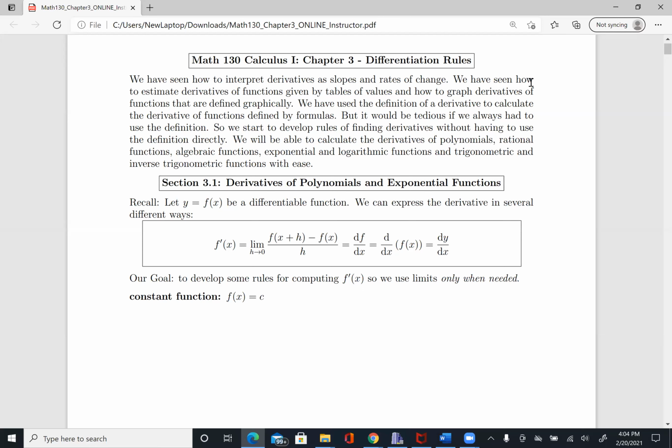So today I will come to chapter 3, differentiation rules. We have seen how to interpret derivatives as slopes and rates of change. And also we know how to estimate the derivative of a function given by tables of values and how to graph the derivative of a function.